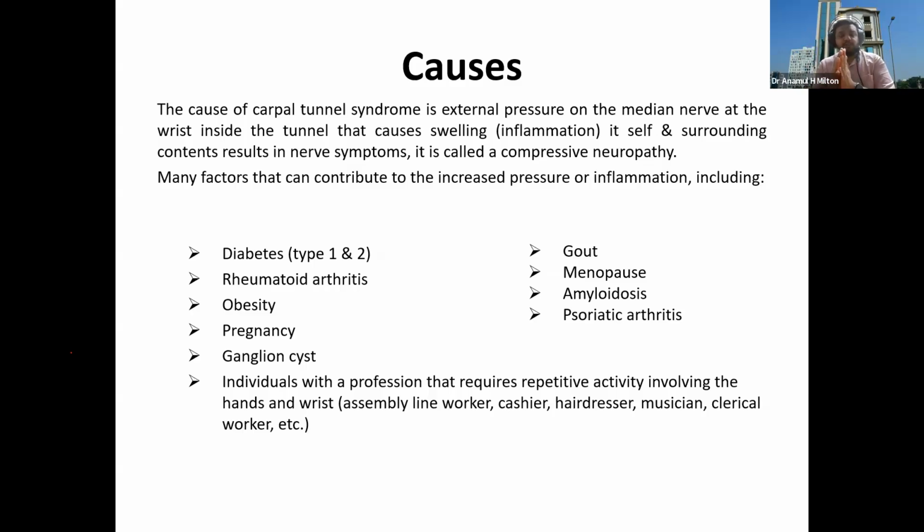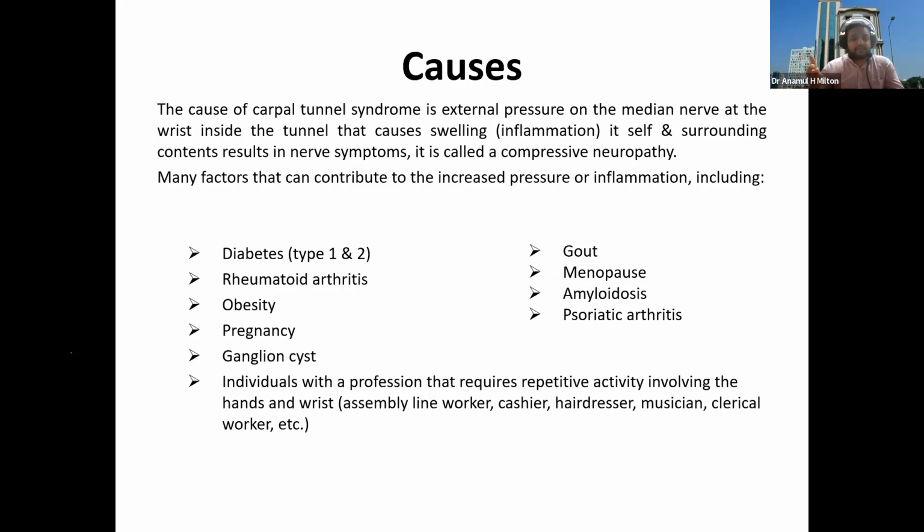Okay, so there is the short axis, the long axis, the transverse diameter, and we calculate the cross-sectional area. There is a demarcation: below 10 millimeter squared is normal, above 10 is pathological and considered CTS, and more than 15 millimeter squared is severe CTS.